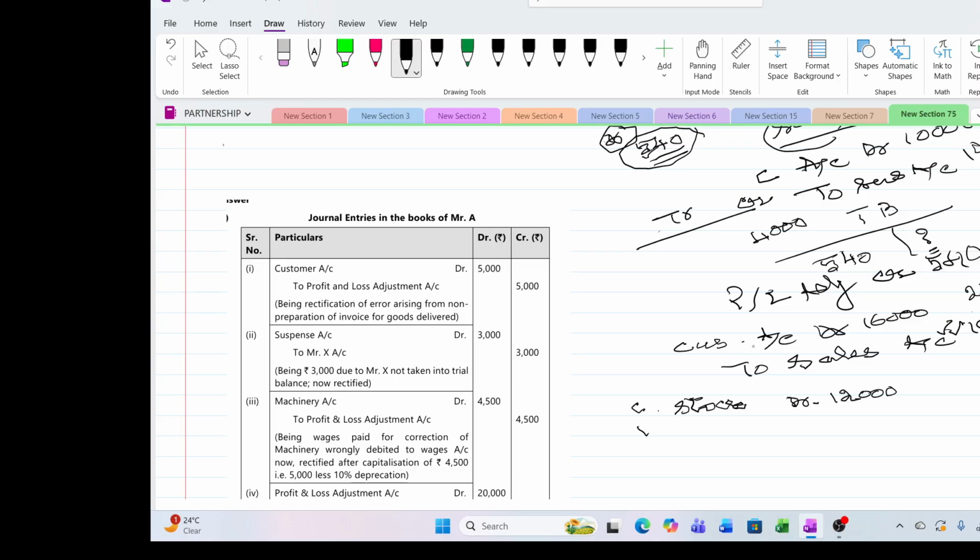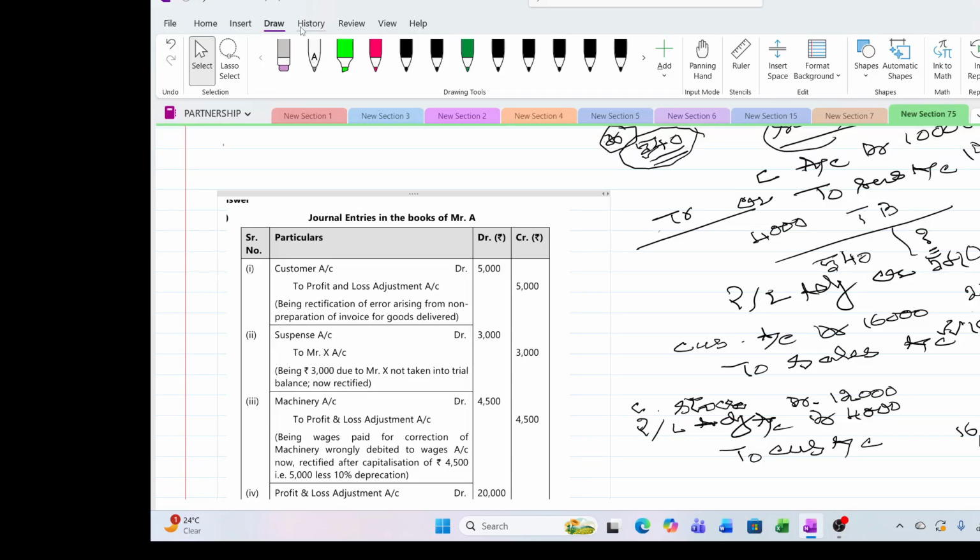So you have to debit the PL adjustment account. Hope it is clear to you. PL adjustment account is to be debited with 4,000 rupees and the customer has to be credited, so that this entry gets reversed. Customer account is credited with 16,000. Hope it's very, very clear now.